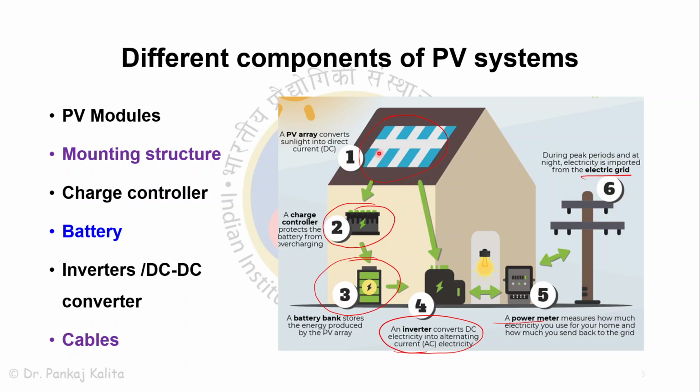This solar PV converts sunlight into direct current. There are two types of current, direct current and alternating current. I think you have a good understanding of that.